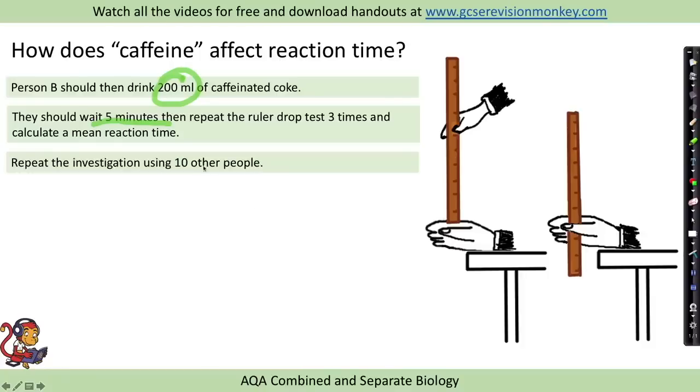Repeat the investigation using 10 other people, so you could first swap around so that person A and B swap around, and then find other people to repeat the investigation.